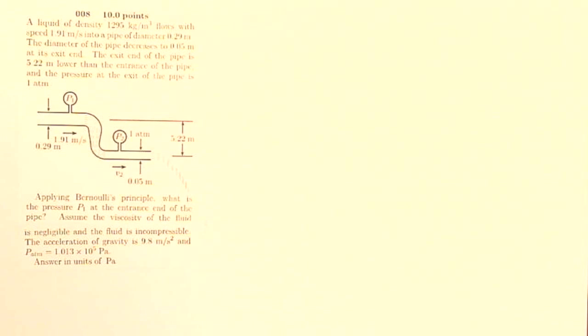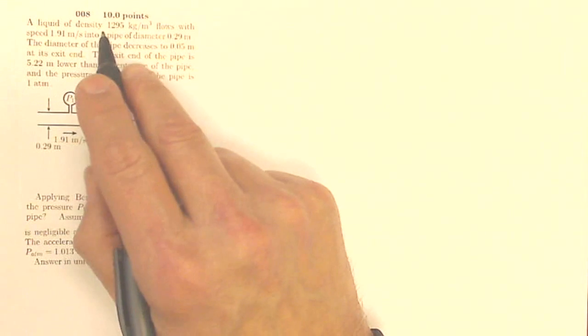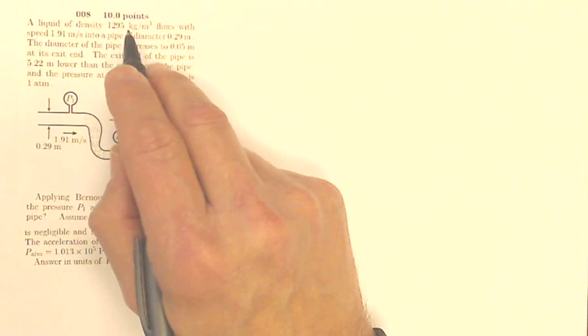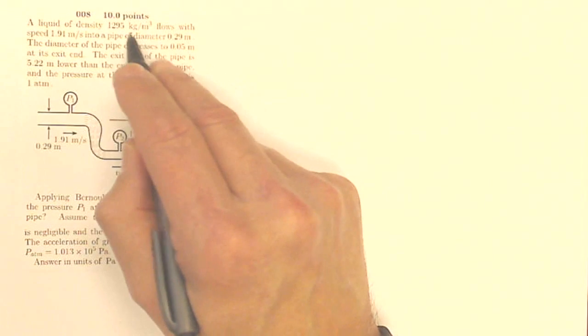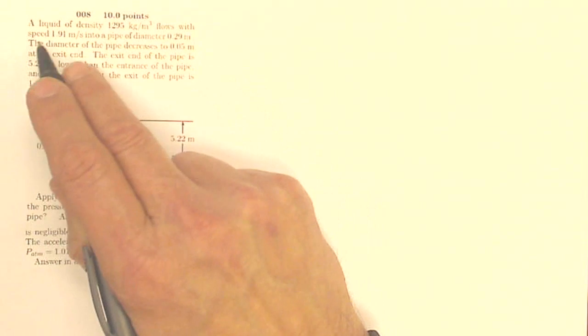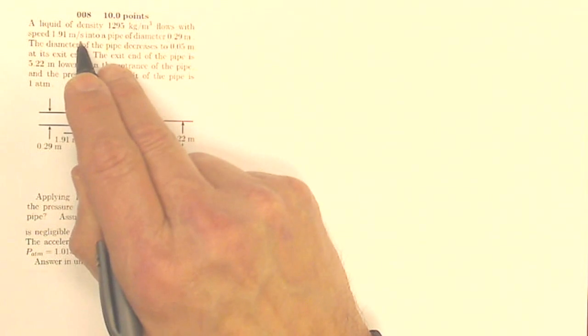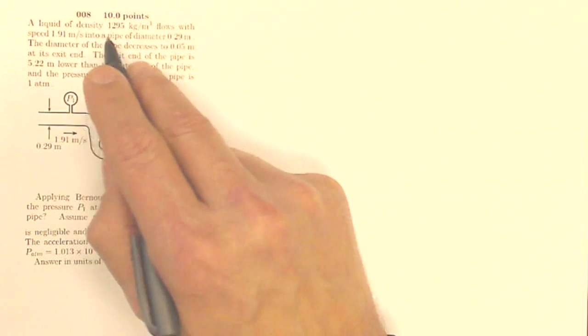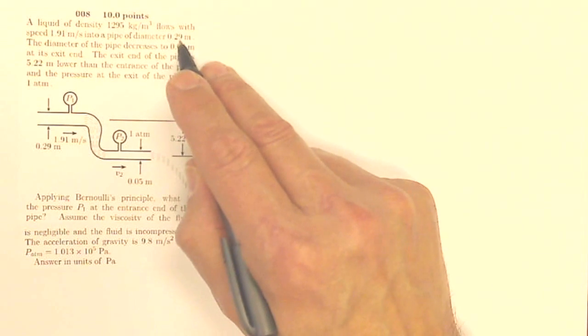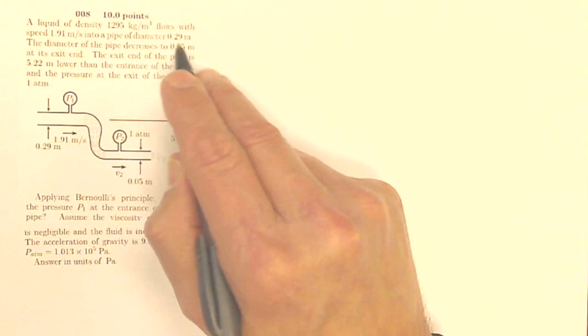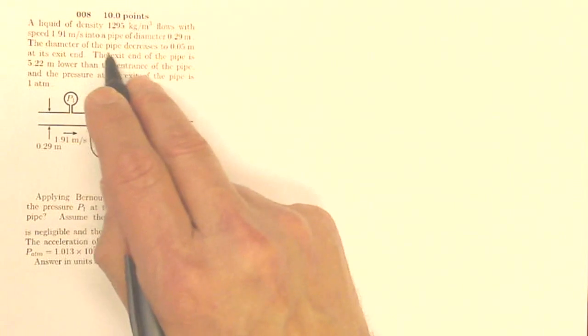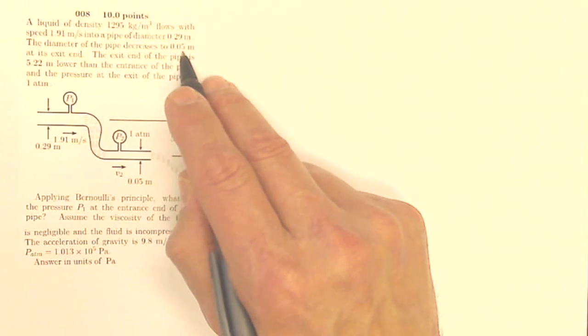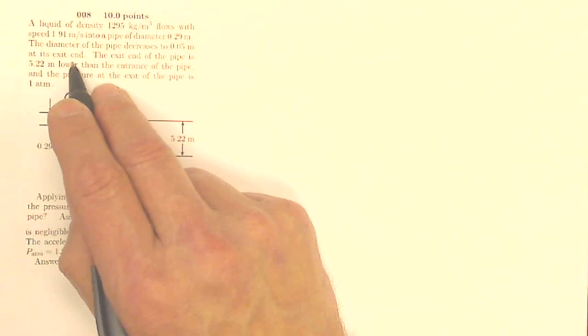This is AP Physics Homework 7.3, question number 8. A liquid of density 1,295 kilograms per meter cubed, those are standard units, flows with speed of 1.91 meters per second, standard units, into a pipe of diameter 0.29 meters. That's a diameter, so be careful. The diameter of the pipe decreases to 0.05 meters at its exit end.